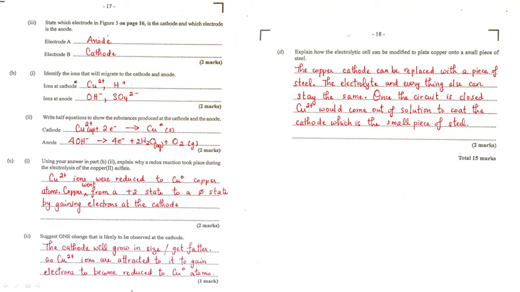And it says identify the ions that will migrate to the cathode and anode. So remember, cations migrate to the cathode and anions migrate to the anode. And since they said it's an aqueous solution of copper sulfate, we already know we have copper in there and we have sulfate anions in there.